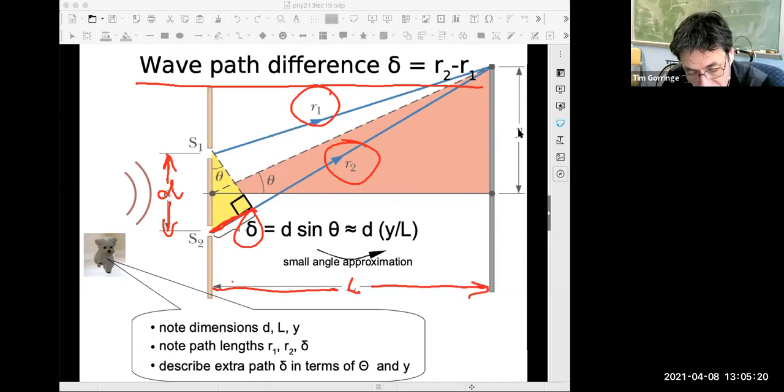And the location on the screen that you're looking at, that's this distance Y. So D, L, and Y are kind of the parameters of your particular two-slit interference experiment. And we're going to see how D, L, and Y are related to this wave path difference, delta.